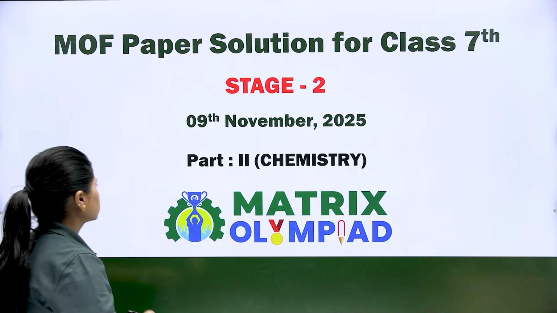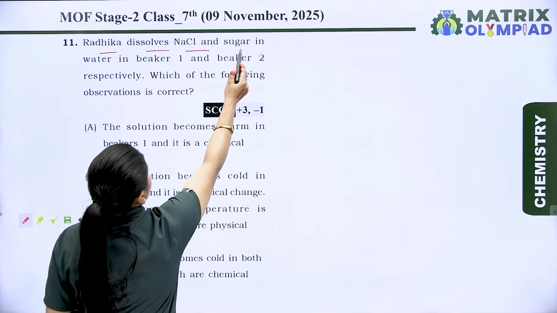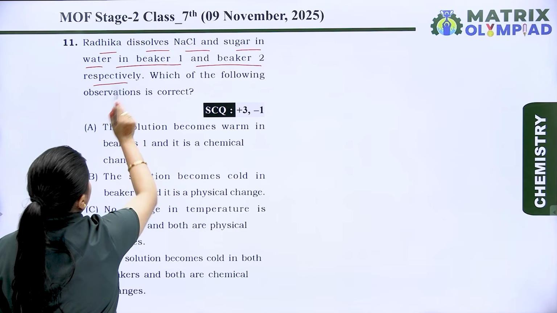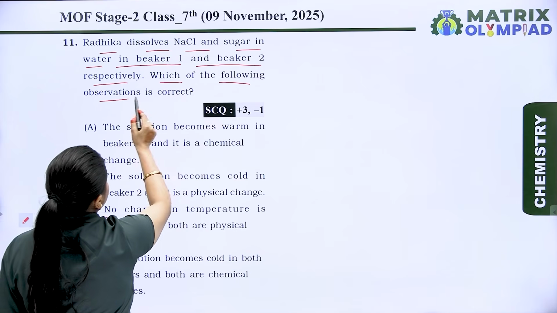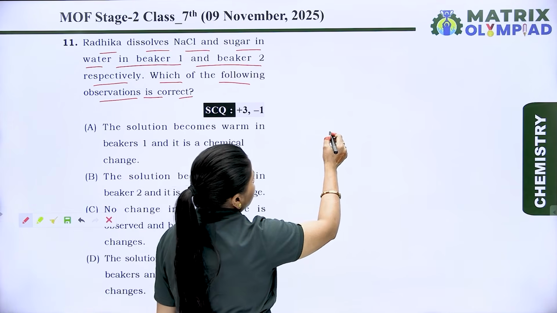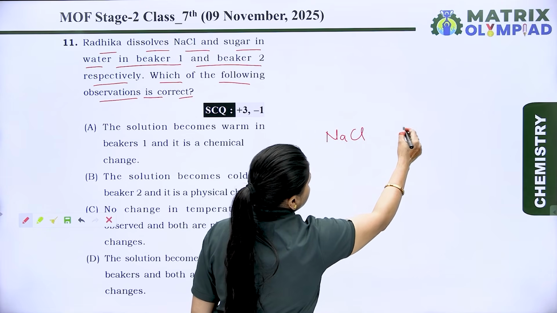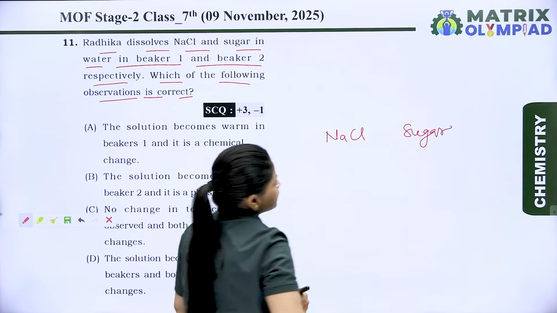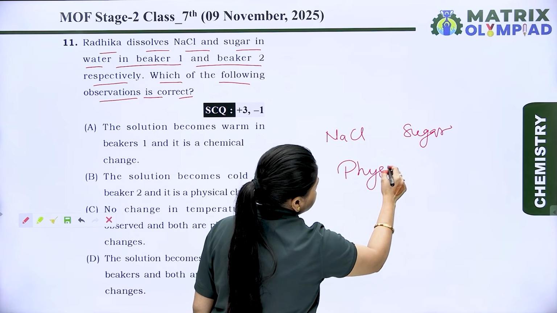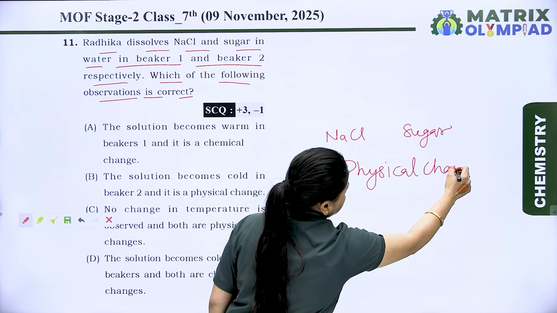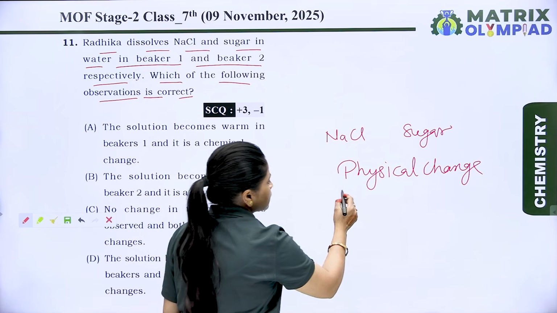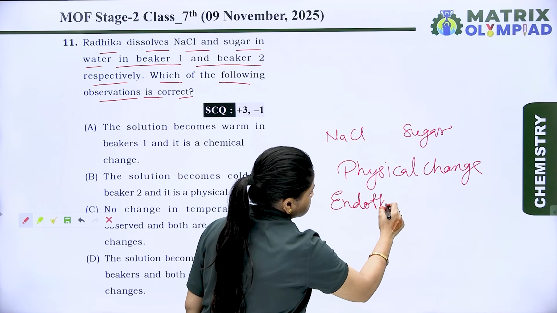Now we are going to discuss part 2 chemistry for stage 2 class 7th. Let's take the questions. Radhika dissolves NaCl and sugar in water in beaker 1 and beaker 2 respectively. Which of the following observations is correct? Let's discuss the question. Radhika dissolves NaCl and sugar, and dissolution of NaCl and sugar is a physical change in which temperature is decreased, as these are endothermic processes.